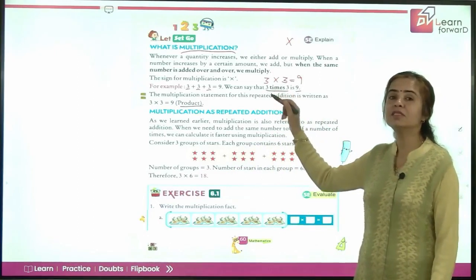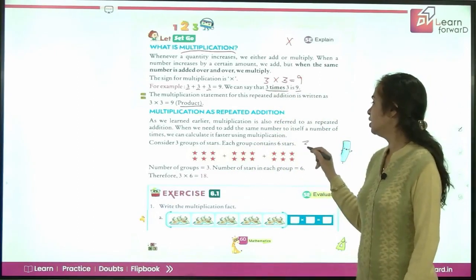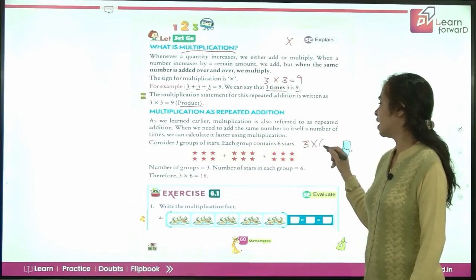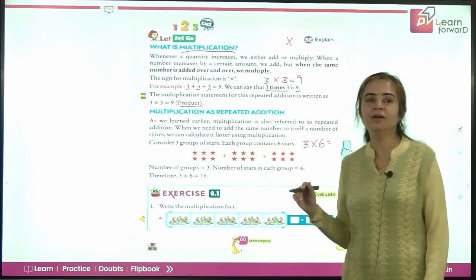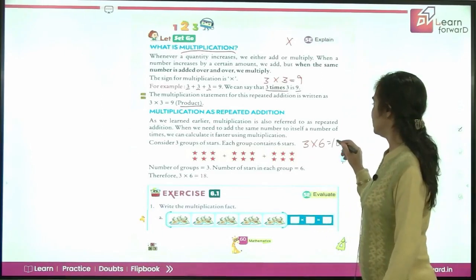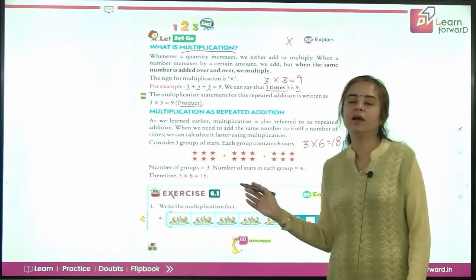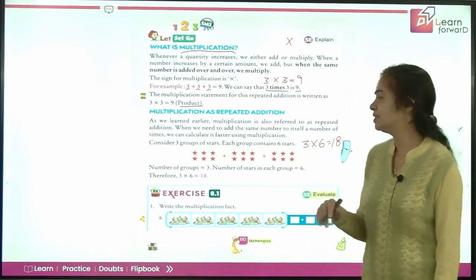3 times. Now in place of 3, you have 6. 3 times 6 is equal to what? Quickly add them and tell me the answer. It is 18. Yes. That means the total number of stars here is 18.